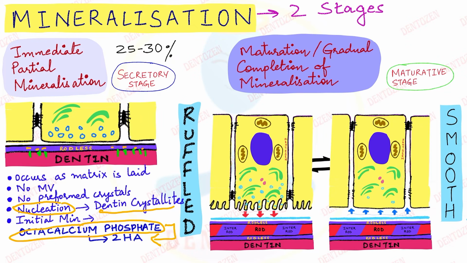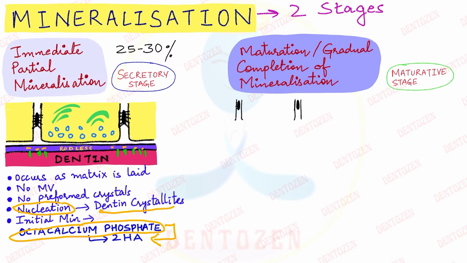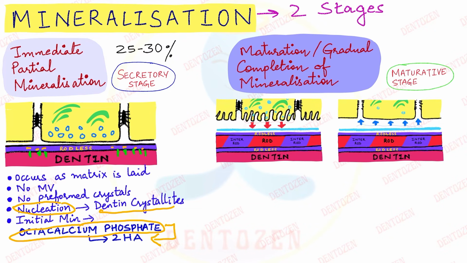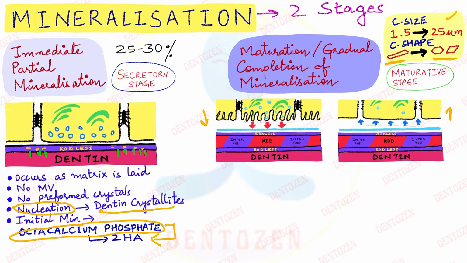Later on, final mineralization occurs by modulation in the maturative stage, where the ruffle-ended ameloblasts will add minerals and the smooth-ended will remove the proteins. The minerals which are added to the already present crystals help in their growth and thickness. So crystal size increases from 1.5 to 25 microns, and their shape changes from the original ribbon-shaped crystals to hexagonal or rhomboidal shaped crystals.